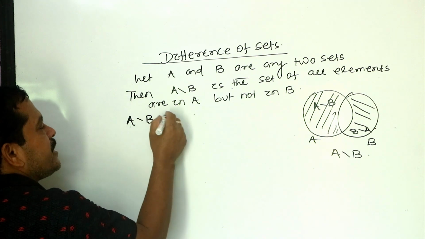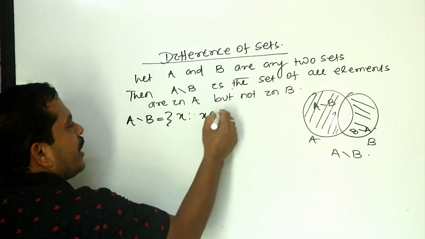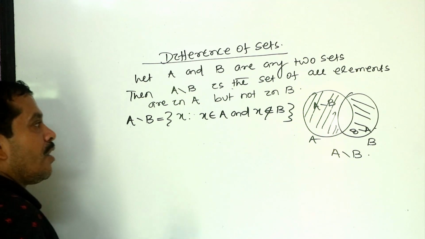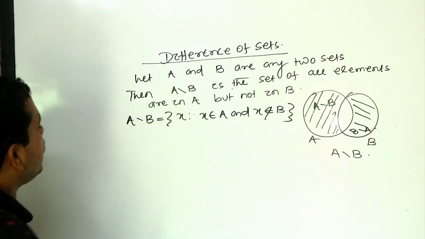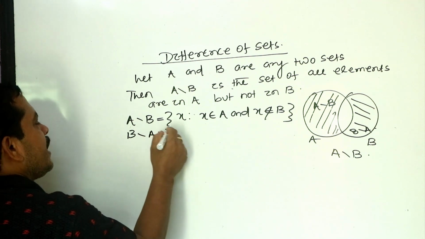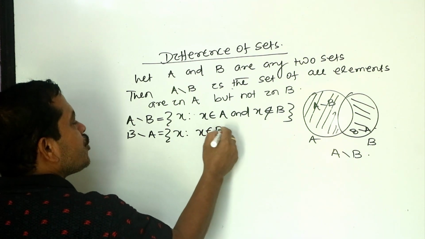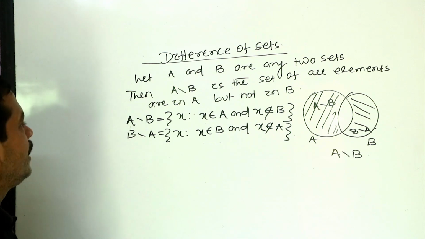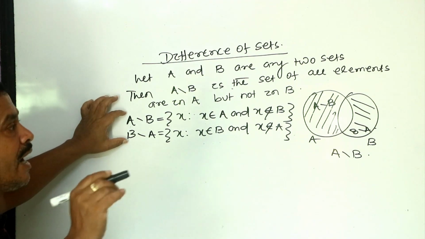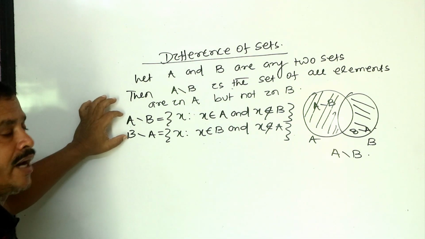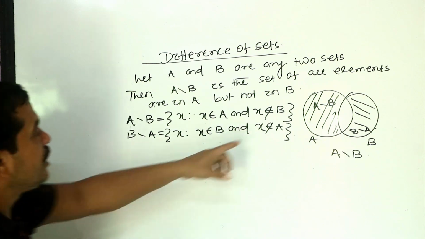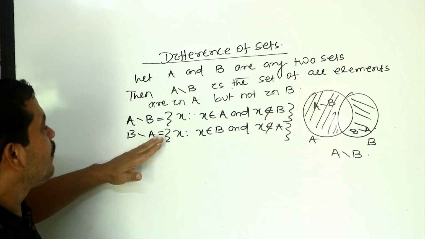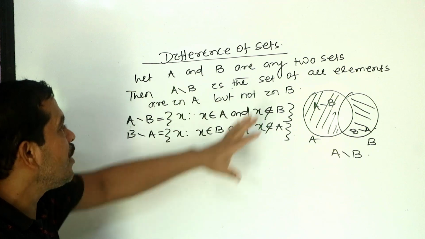We can express it in set builder form as x such that x belongs to A and x does not belong to B. Collection of all elements which are in A but not in B. If we represent B difference A, that is x such that x belongs to B and x does not belong to A. A difference B and B difference A are two disjoint sets. They have no common element.